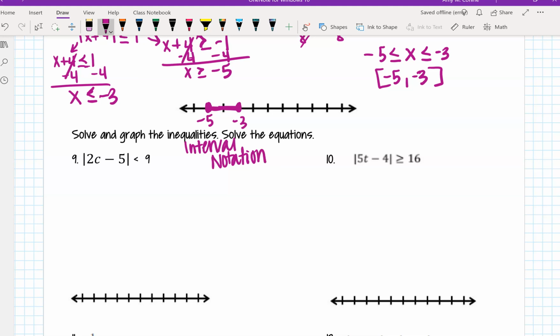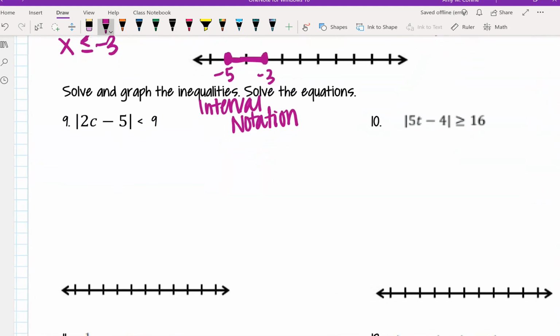Okay, so I want to do one more together, and then you can do two of them on your own. So I want to take a look at number 9. This is already by itself, the absolute value of 2c minus 5. There's nothing being added, subtracted, multiplied, or divided. So I can go ahead and split. Okay, so I'm doing my split.